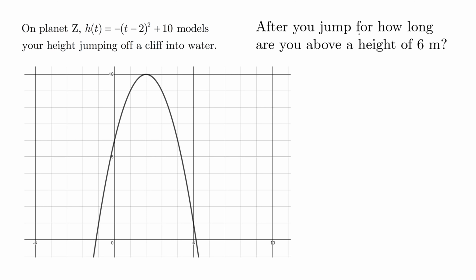After you jump, for how long are you above a height of 6 meters? So we initially jump here, and we're interested in how long we're above the clouds. This nice blue line here, we're going to jump up in the air, and how long are we above? And it looks like we're above as long as we're between these 2 points. We're going to count 1 second, 2 seconds, 3 seconds, 4 seconds.